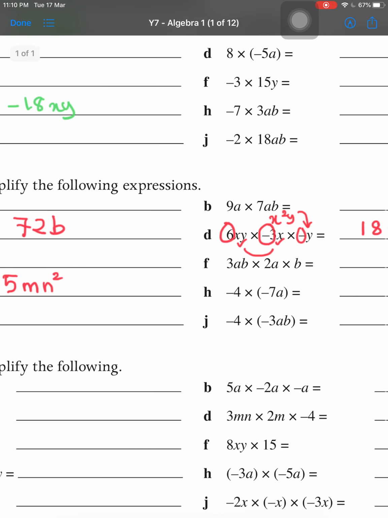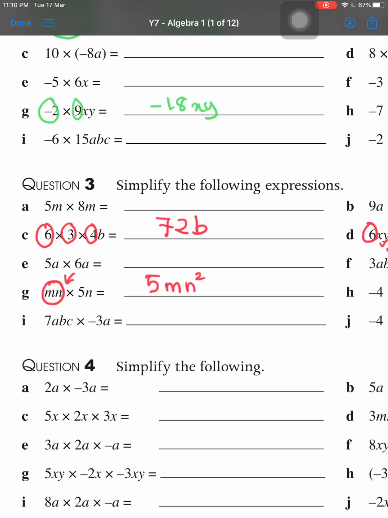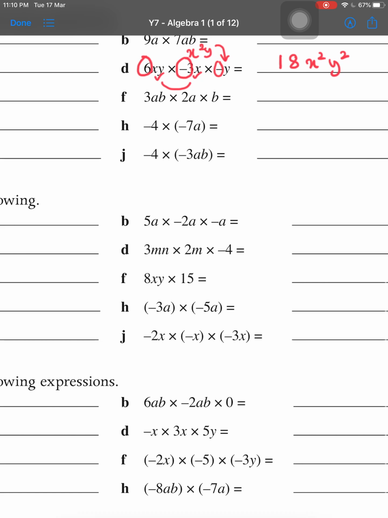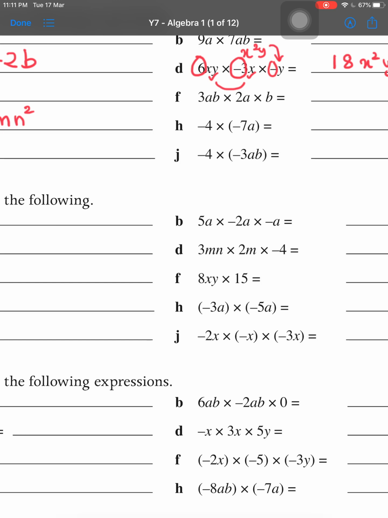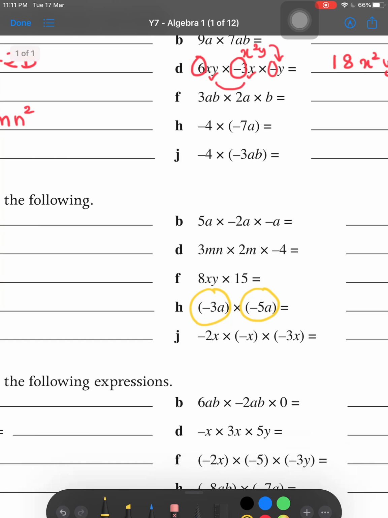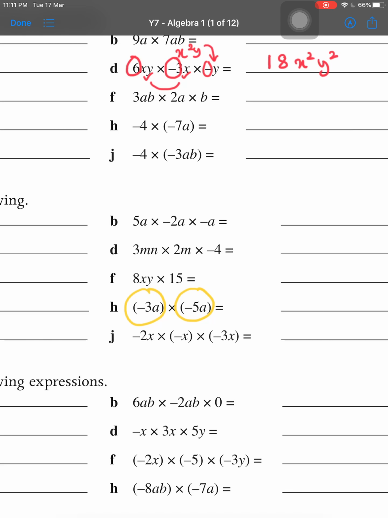Yes. Okay, now that's the concept. Those are the skills that you need to have in mind when it comes to this type of questions from question 3. Question 4, nothing much of a difference. It's just that they are trying to test your understanding. For example, question 4H. Look, why suddenly do you have brackets? Because when you multiply two negatives and you put a multiplication sign in between, you must be able to differentiate it by applying the brackets.